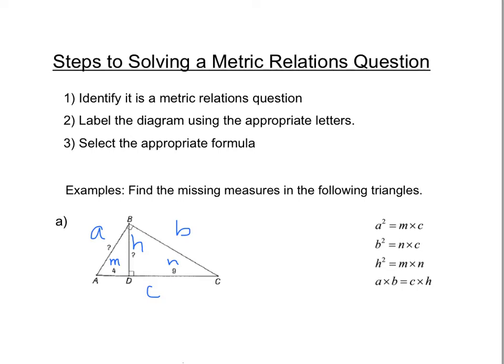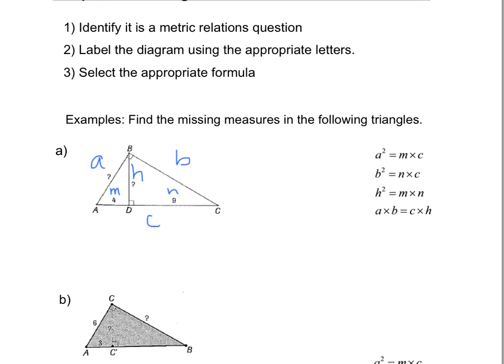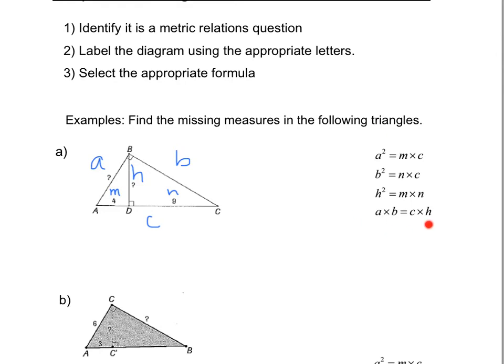Okay, now that we've labeled the sides, we're on to step 3. We have to decide what formula we're going to be using. I've written the formulas here for you, so you can compare. I need to decide which one I'm going to be using. Well, I need to look at what I have to find and what I'm given. I can see that I know what the M is, and I know what the N is. So I need a formula that has M and N. For example, this one has M and N in it, and it's used to find the height.